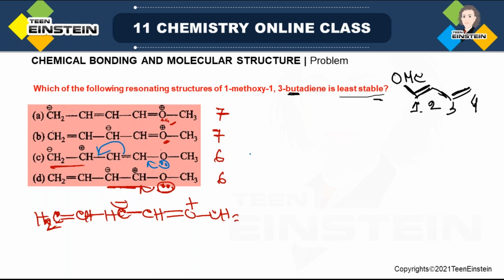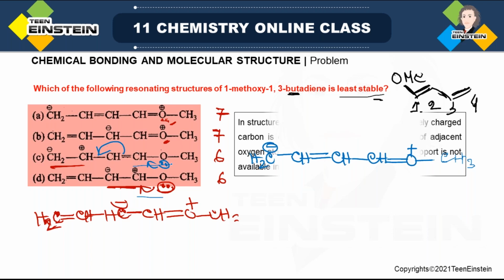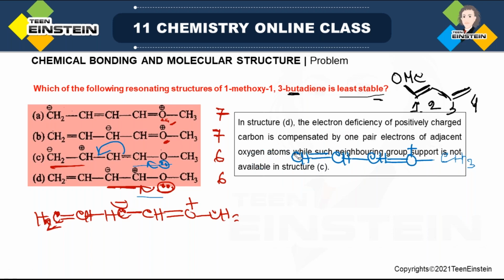Let me draw the structure. H2C negative. Now it is having a double bond, then CH, then O positive, double bond, CH2. Now there is also resonance possible here, but here it is an immediate neighbor, but it is not an immediate neighbor in option C. So that is why C will be more unstable. So the logic, the explanation, is given here.